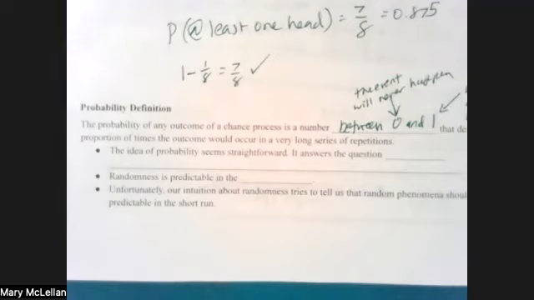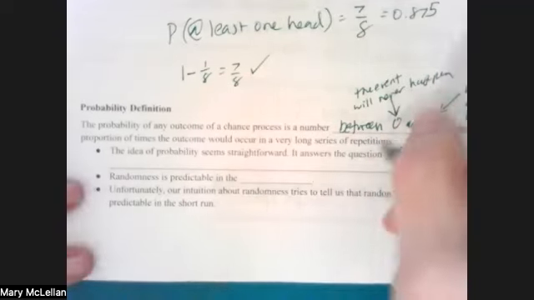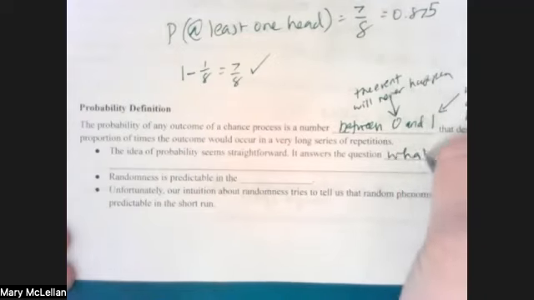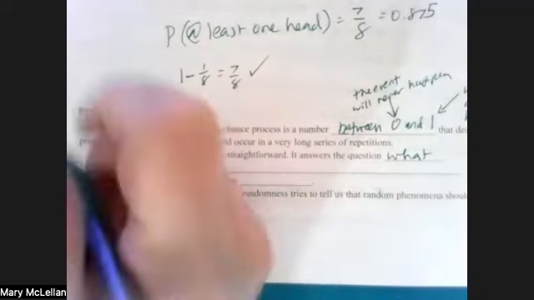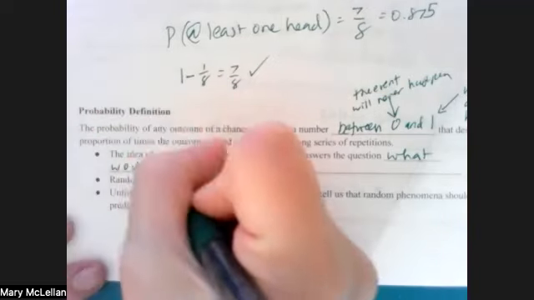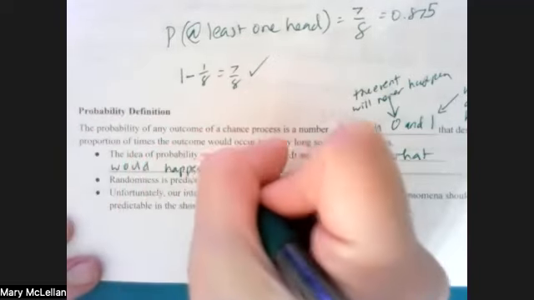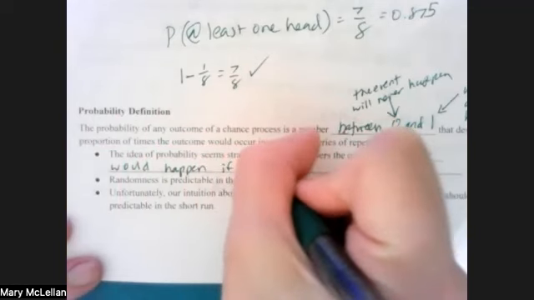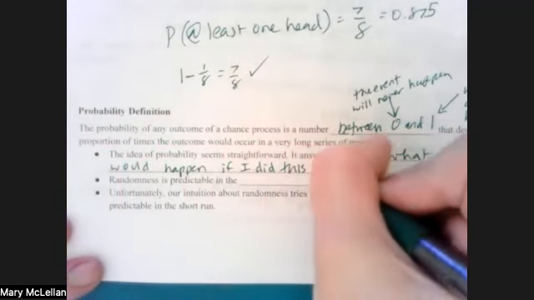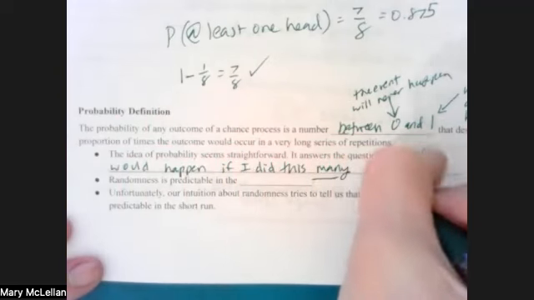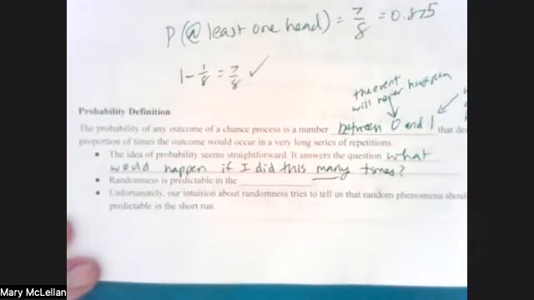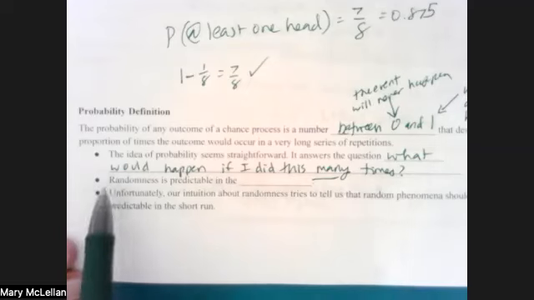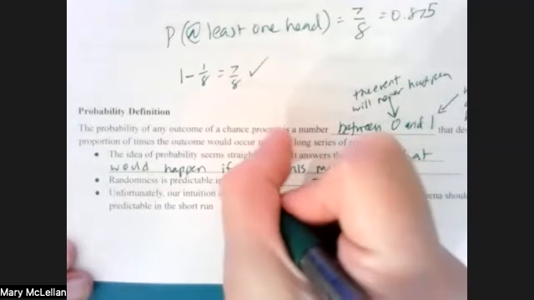Anyway, we continue. The idea of probability seems straightforward. It answers this question of, hey, what would happen if I did this many times? Now, we've said that randomness is predictable in the long run.